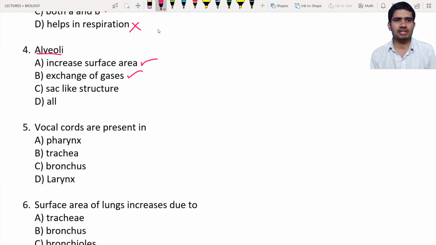A sac-like structure. Yes, we have discussed that the alveoli is a sac-like structure that is coming from the bronchiole. Can you see here? This is the bronchiole and this is the alveoli. It is also a sac-like structure, because it looks like a sac. So if all three are correct, then we can go for option D, all. So the fourth is D.